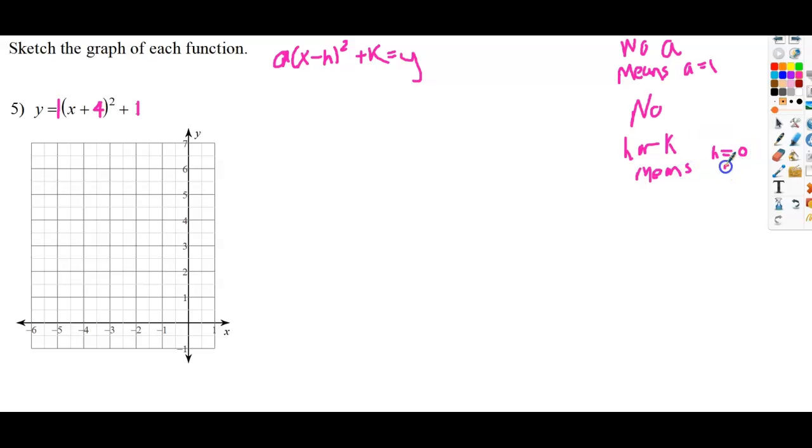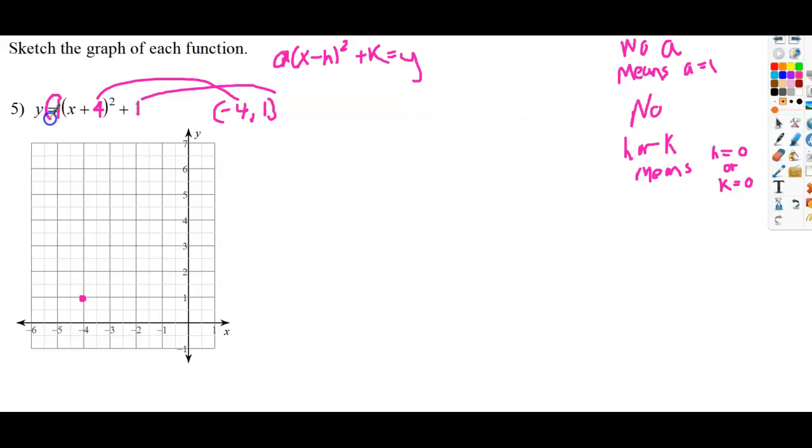So keep that in mind. Okay, but in this case, we have them all there. My A is 1, my H is 4, my K is 1. Now, these two numbers here, the 4 and the 1, give us the vertex. But we have to remember that when we write our vertex, the H value will be an opposite sign from what it is over here. So my vertex is -4, +1.